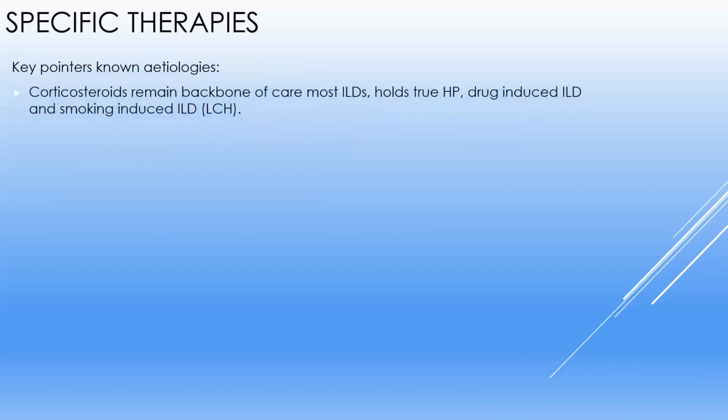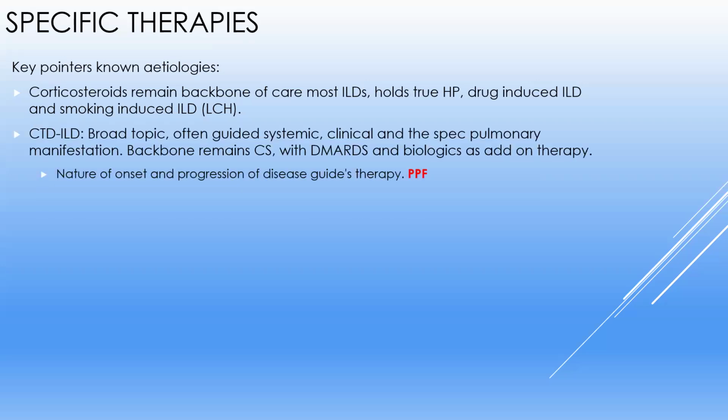In terms of key pointers to etiologies, corticosteroids actually remain the backbone in the majority of ILDs, but not all. This holds true in HP, drug-induced ILD, and smoking-induced ILD. Again, in connective tissue disease, quite a broad topic, but it's guided by a whole host of factors, including multi-system organ involvement, systemic clinical features. Again, the backbone of therapy does remain corticosteroids, but DMARDs and biologics are add-on therapy. It's important to look for PPF, which I touched on earlier, and when to escalate therapy based on clinical, radiological, and pulmonary function decline.